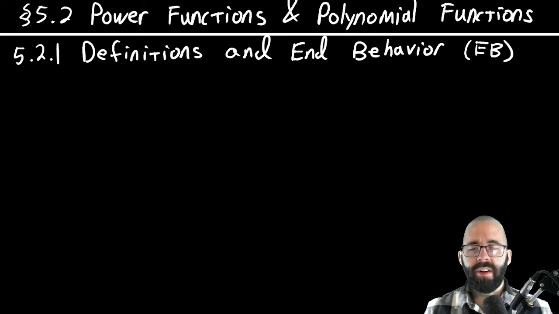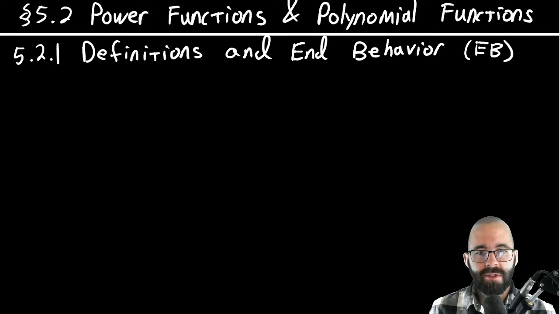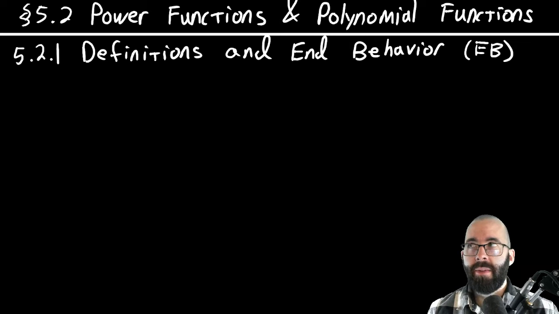All right, in this video, we're going to talk about power functions and polynomials. And we're going to start with some definitions and something that we're going to introduce called end behavior, which we'll abbreviate EB. End behavior is going to be exactly what it sounds like. What is the behavior at the ends?